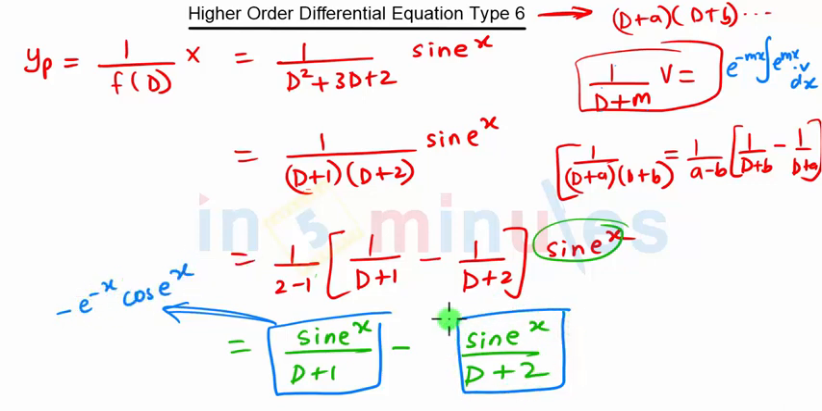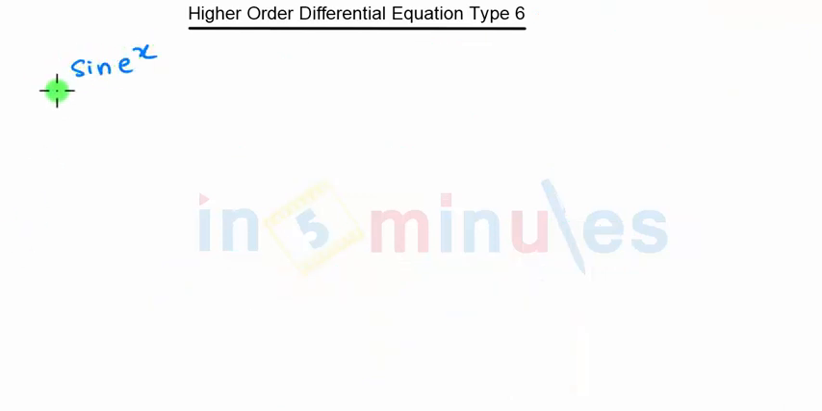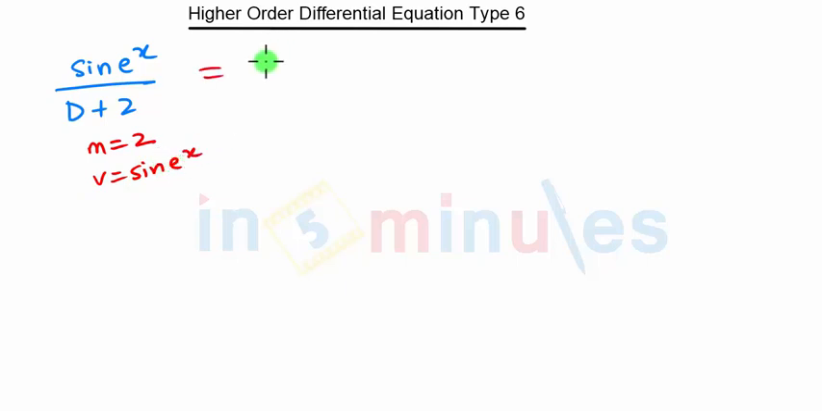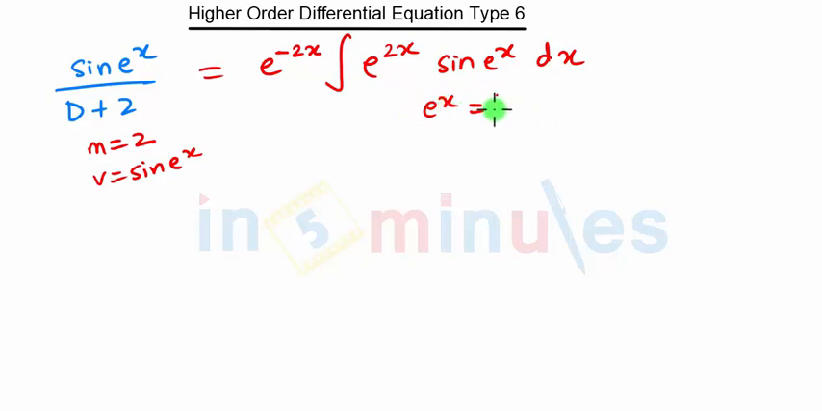Now we will calculate for this part. Similarly, sin e^x upon D plus 2, again we are going to use the same formula here. m is 2 and v is sin e^x. So first we write e^(-mx), so m is 2, so e^(-2x) integration of the opposite of this, e^(2x) into v, which is sin e^x, into dx. So again here the e^x term is repeating, so we substitute e^x equal to t, then we take the derivative, we get e^x dx equal to dt. So dx is nothing but dt upon e^x.